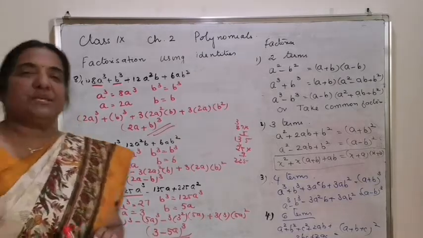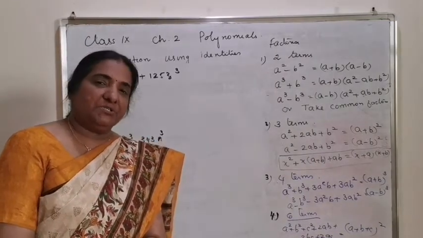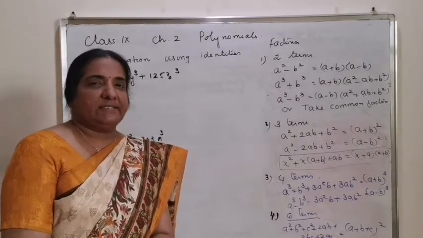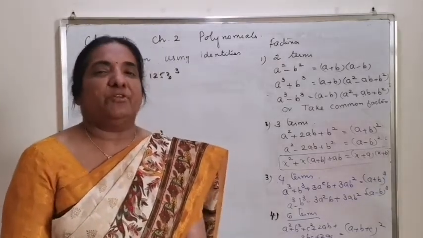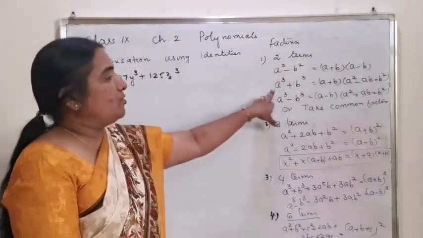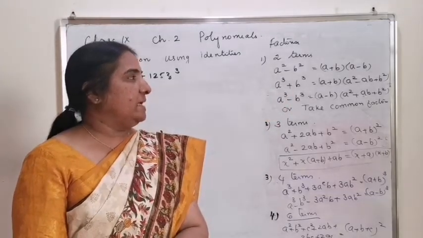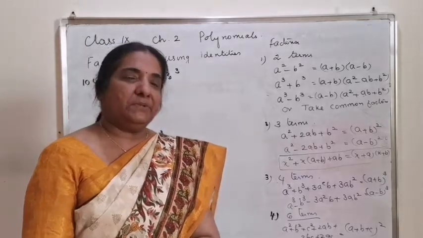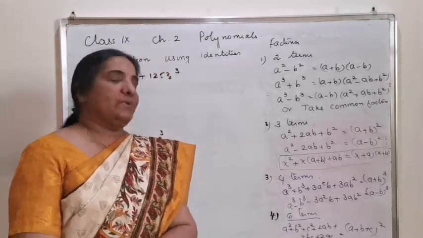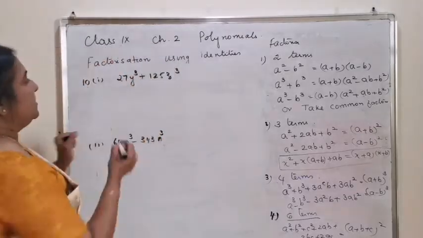The remaining two sums you can try on your own, question number 10, 1 and 2. For direct factorization, you have to know by heart the formulas for a cube plus b cubed and a cube minus b cubed. a cube plus b cubed is (a plus b) into (a square minus ab plus b square). a cube minus b cubed is equal to (a minus b) into (a square plus ab plus b square). It's a direct factorization here.